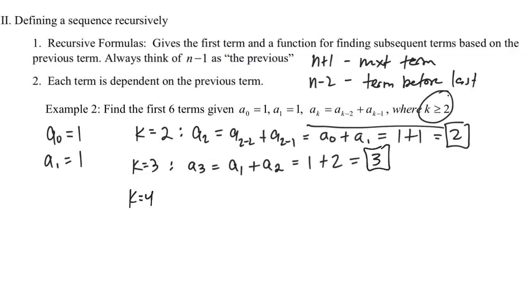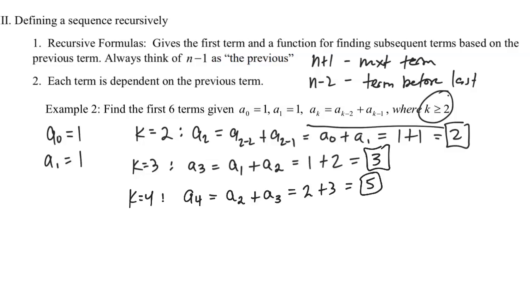If I let k be the next value, that would be 4, and that's going to give me a sub 4. And that is going to equal, let's see here, a sub 4 minus 2, which is 2, plus a sub 4 minus 1, which is 3. And I know what a sub 2 and a sub 3 are. And so this is going to be 2 plus 3, which will give me 5. Okay, so now I have the first 5 terms.